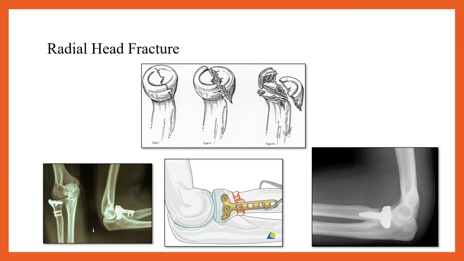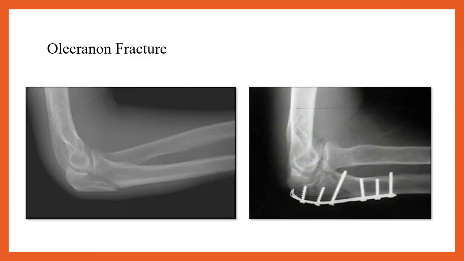Radial head fractures, you can see there's three types. There's a closed, simpler fracture. There's a displaced fracture. And then there's a comminuted fracture, which is that type 3. And so you can do anything from fixate with screws and plates all the way up to that bottom right picture here of having a radial head arthroplasty or a radial head replacement, if you will.